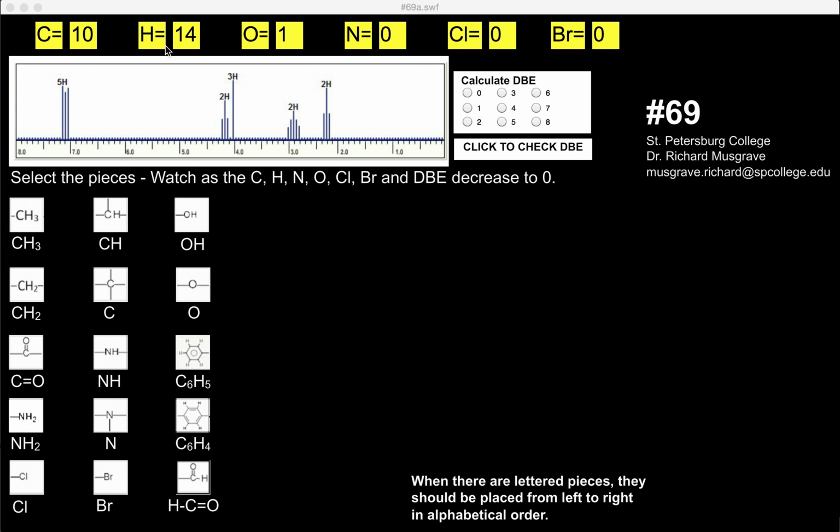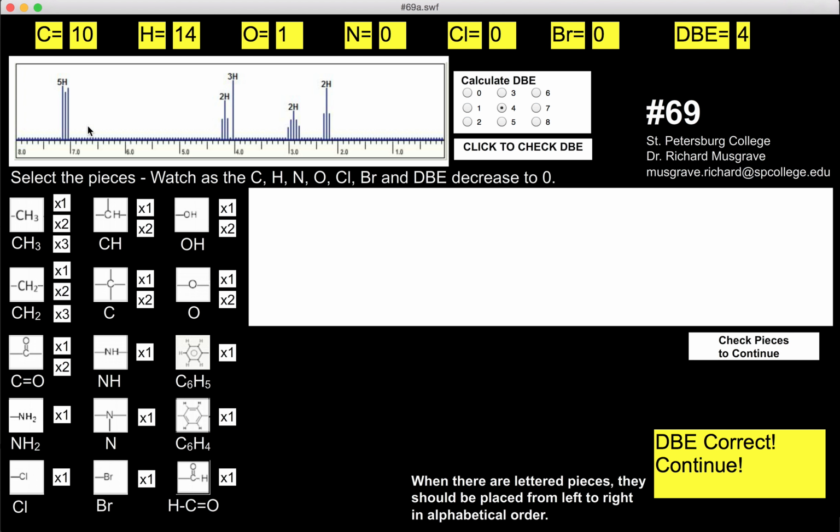This one here is C10H14O. It would have 4 double bond equivalents. We have a 5H in the aromatic region, and so that would be C6H5. We have CH2, CH2, CH2, so we have 3 CH2 groups. And we have a 3H, that's going to be a CH3.